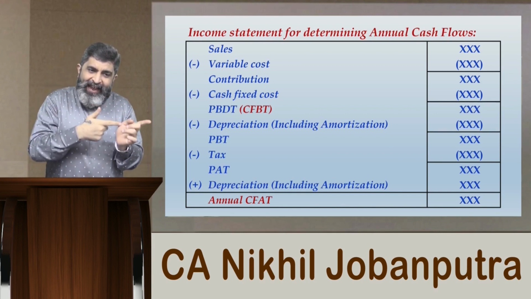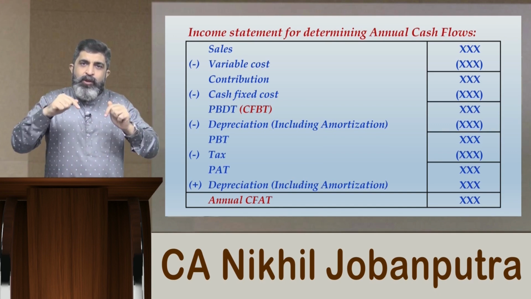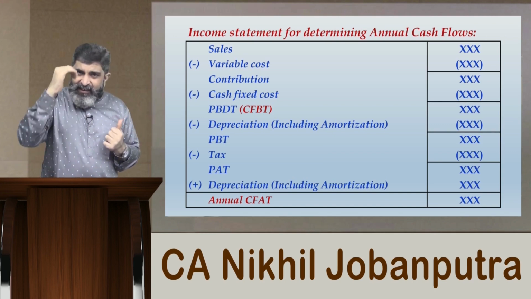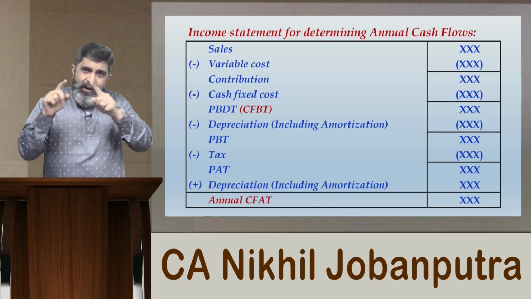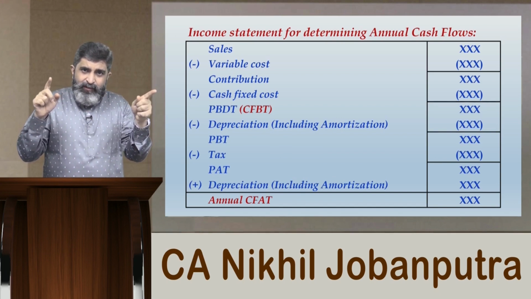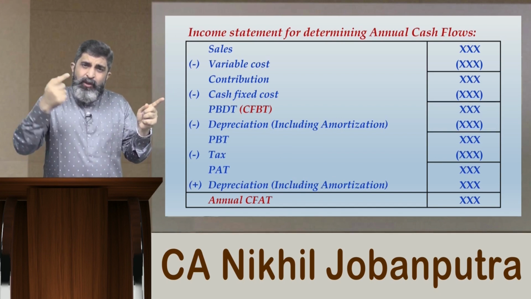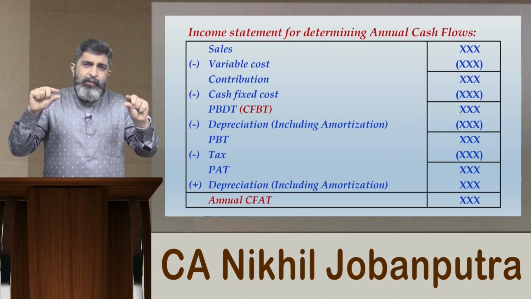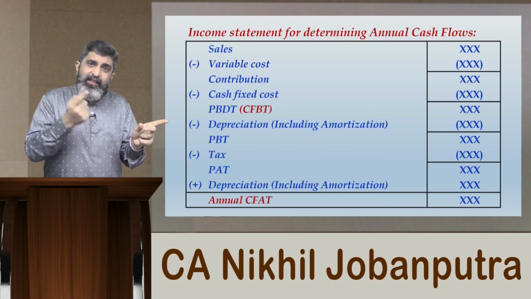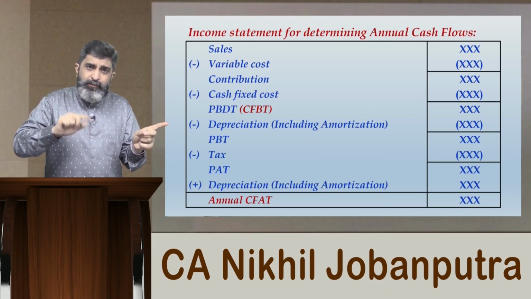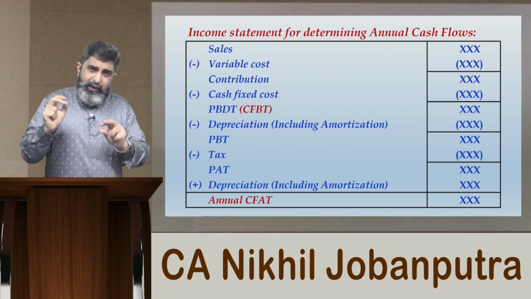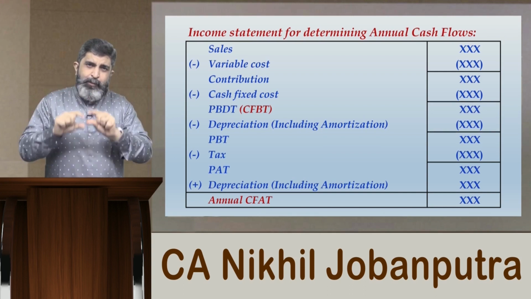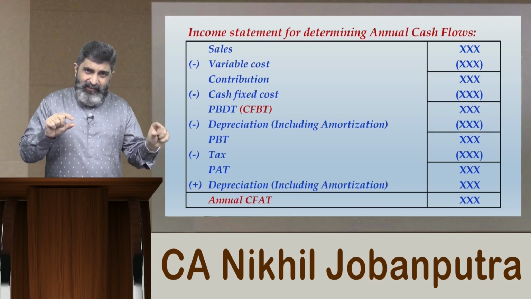But the problem is, we cannot do that, because for computing the correct amount of tax, we need to know the taxable profit. Therefore, we follow this pattern of presenting the income statement where we arrive at profit before depreciation and tax of 10 lakhs. We first subtract depreciation of 2 lakhs. Profit before tax will be 8 lakhs. Then subtract tax of 30%, that will be 2,40,000. We get profit after tax as 5,60,000.